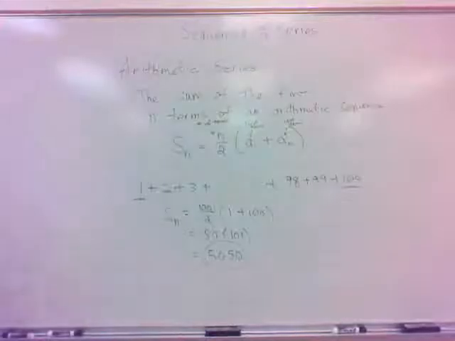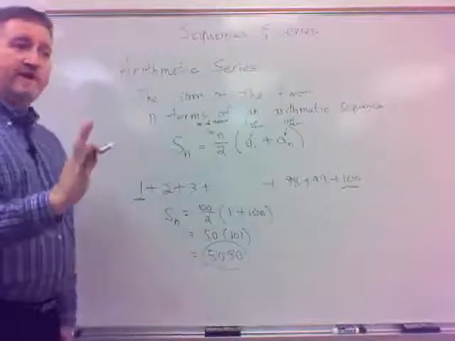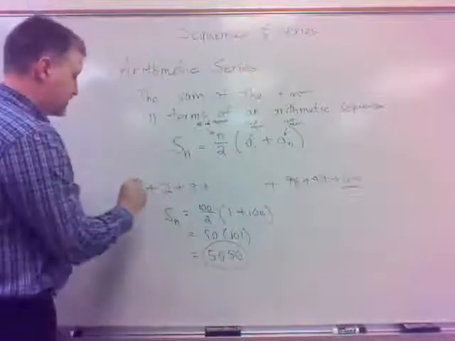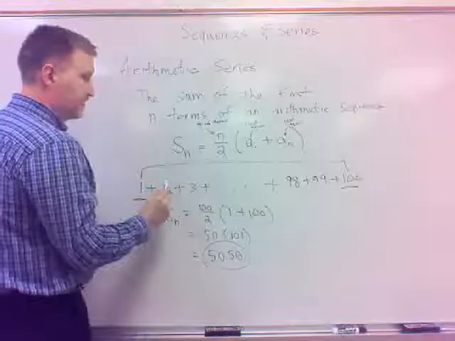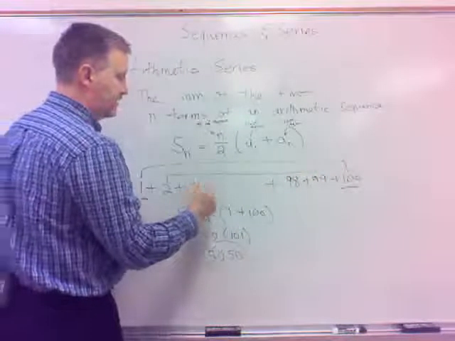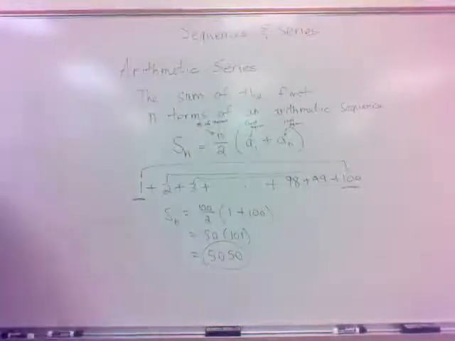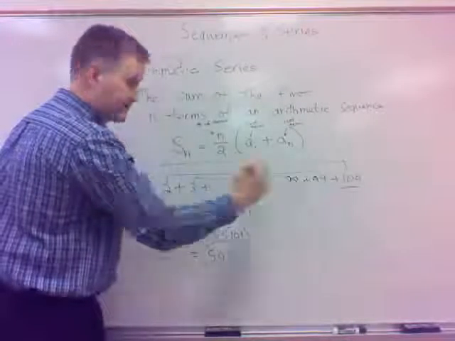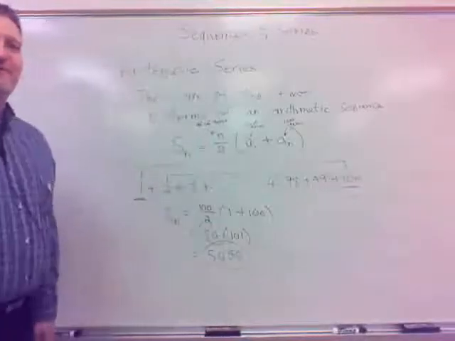Now, here's why that works. That's a good one to show you why that works. The reason that works is if you pair these up, for example, I'm going to pair the first and the last, pair then 2 with 99, then 3 with 98, and so forth and so on. If I pair them up, how many pairs do I have? There's 100 terms, so there'd be 50 pairs.